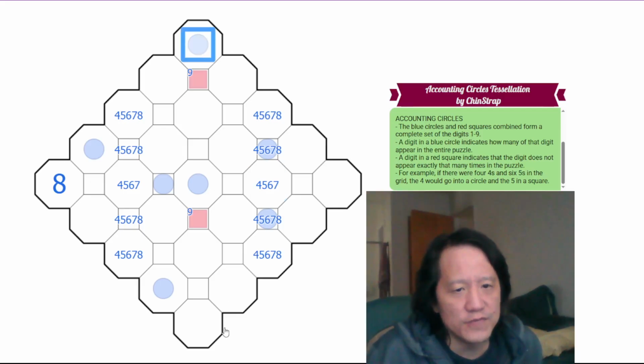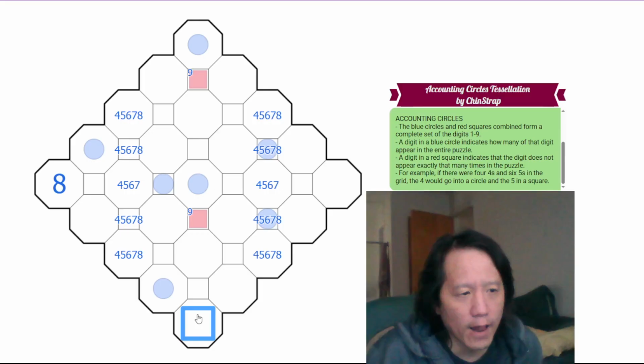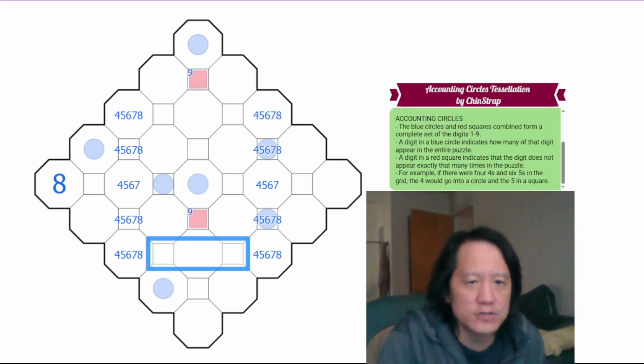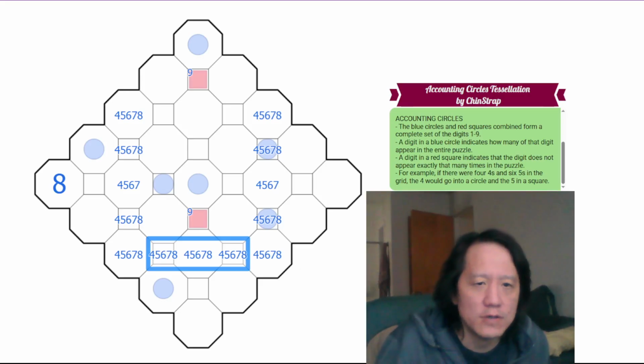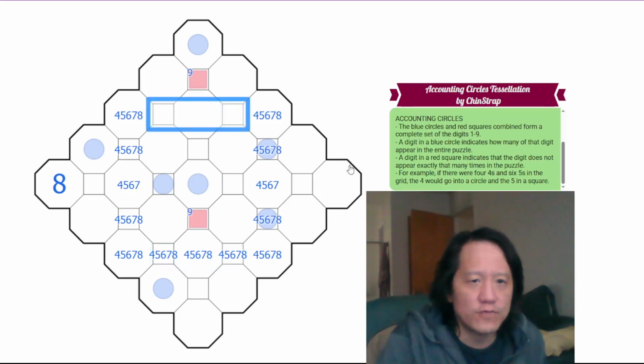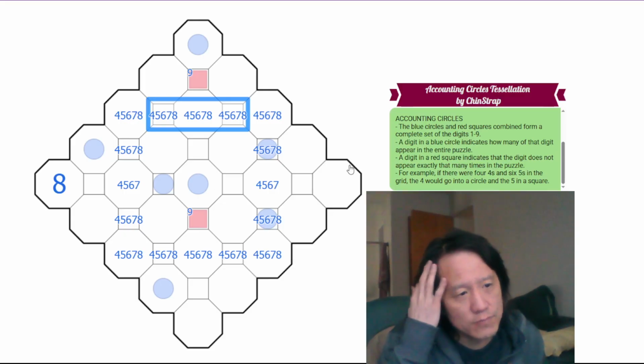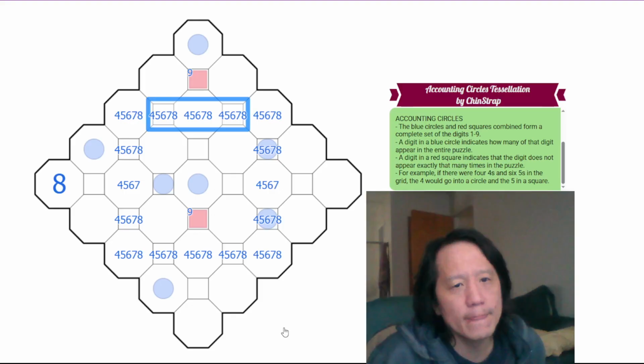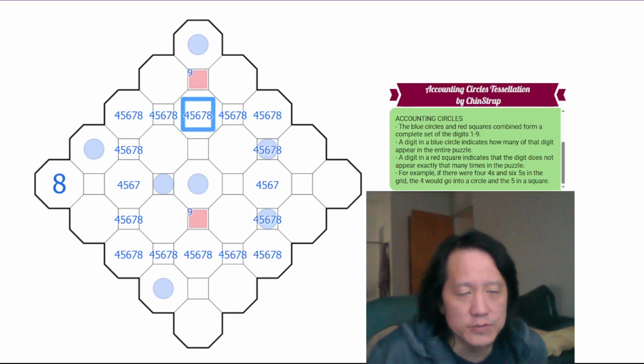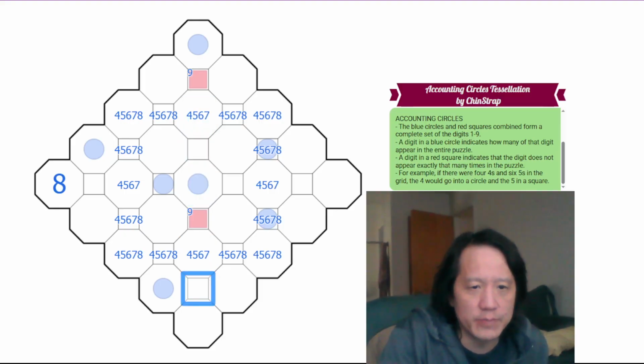One of these has to be 8 if that's the case. Which means, again, one of these would not have an 8. So this would have to have an 8. So you have 4 through 8 here, 4 through 8 here, 4 through 8 here. One of these would be 8, though. So this could not be 8. This could not be 8.